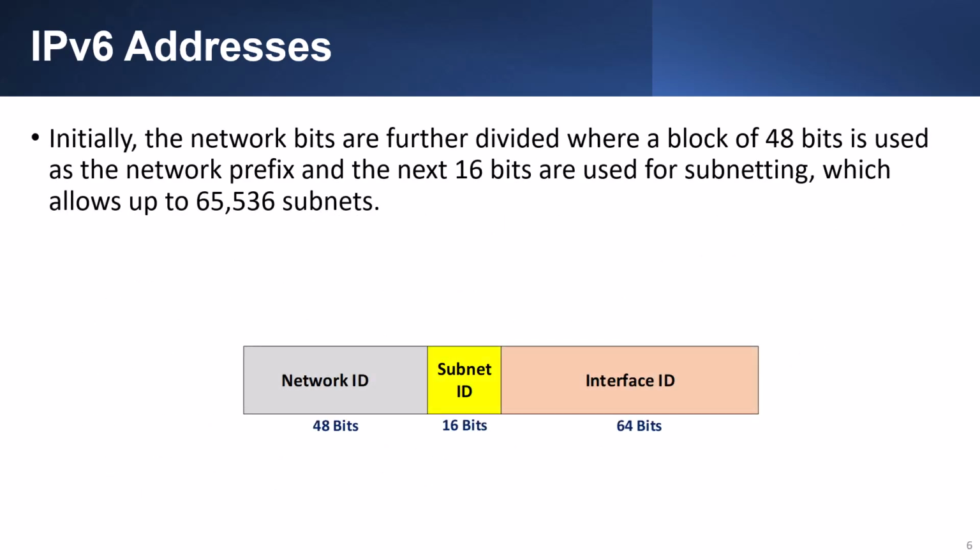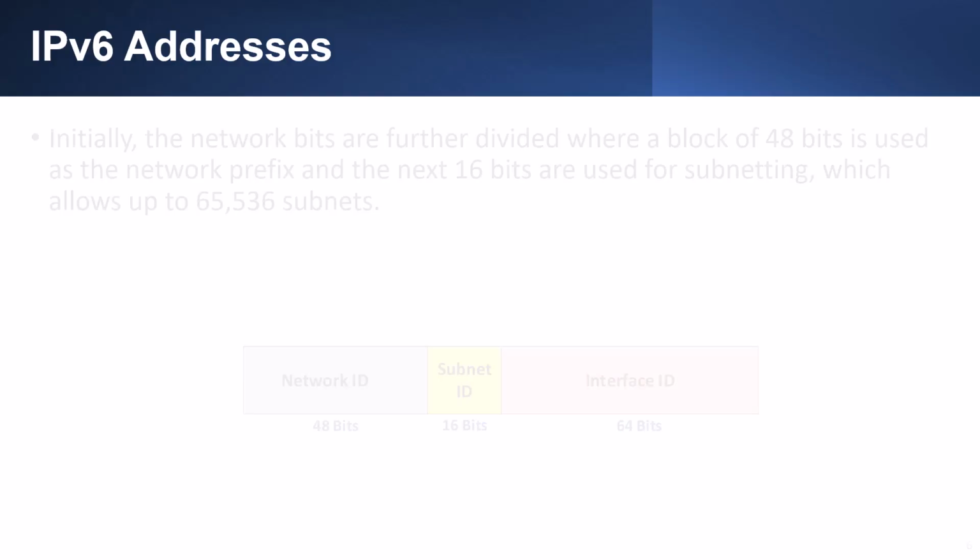Initially, the network bits are further divided, where a block of 48 bits is used as the network prefix, and the next 16 bits are used for subnetting, which allows up to 65,536 subnets.